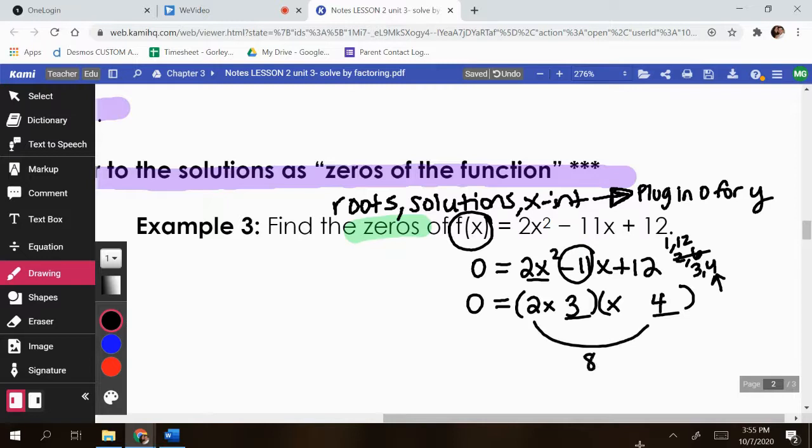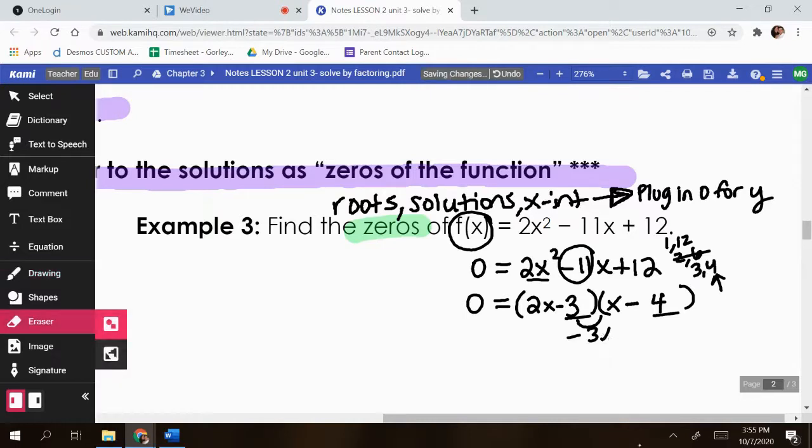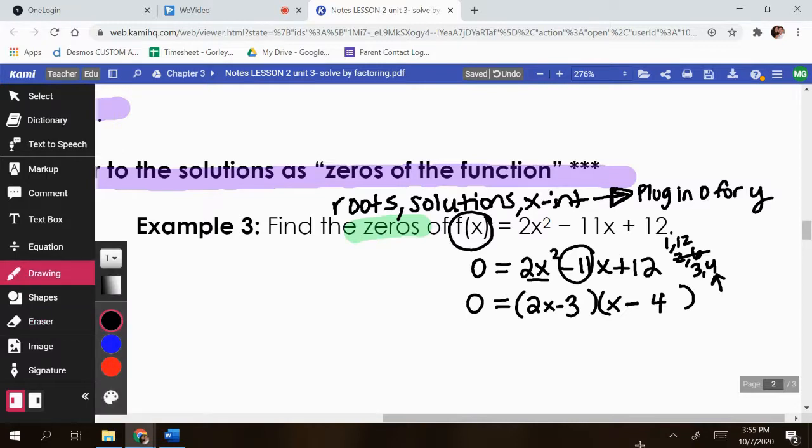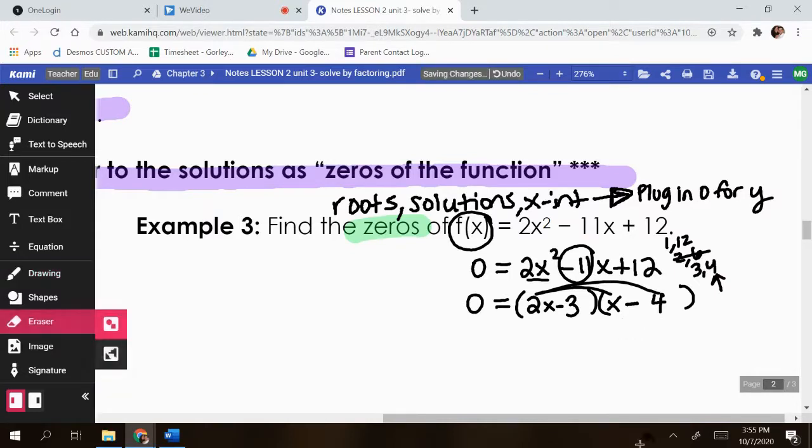Let's see what we have here. We have 8x and 3x. That could get me to 11, right? We want a negative 11, so they'd have to both be negative. So make this a 2x minus 3 and an x minus 4. If I'm looking at this, just double check to make sure this would multiply out to give you your original trinomial. We would have 2x squared. This would be your minus 8x minus 3x, which would give you the negative 11x. And last times last would be positive 12. So that looks like that works.